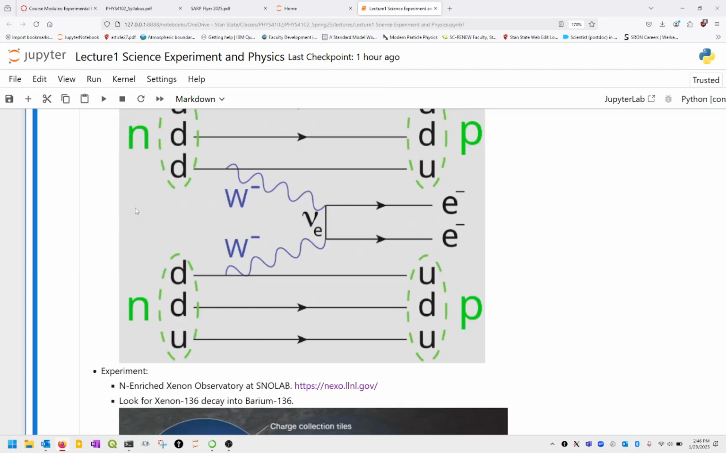If one thing can happen, maybe two things can happen at the same time. So the chance of this happening at the same time is very low. But this process can happen, and let's not worry about exactly what these little wiggly lines are. The important thing is that if this process could happen, you will see two neutrons turn into two protons, and all you see is two electrons and nothing else.